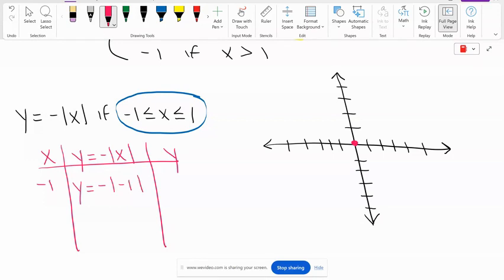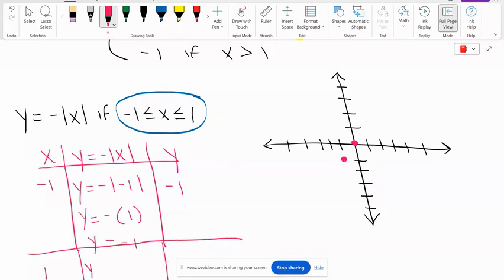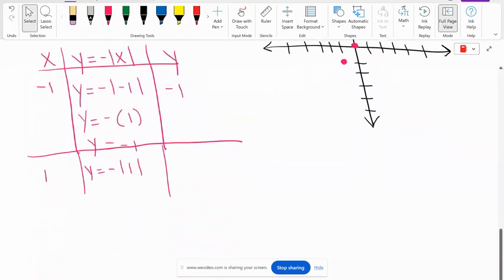Well, what is the absolute value of -1? +1. So now we're going to have the negation of +1, which is just -1. So my starting point is going to be (-1, -1), and that's a closed circle here. And then the ending point, now we test +1, y equals the negation of the absolute value of +1.